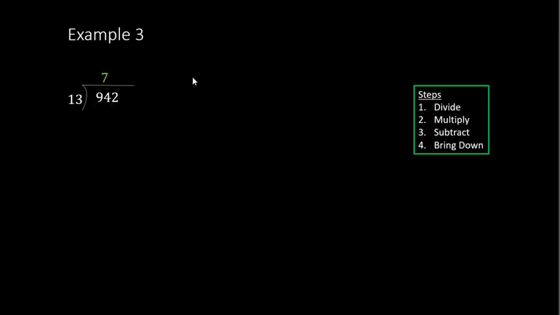So we put a 7 up here, and then step 2 is multiply. So we do 13 times 7. 7 times 3 is 21, so take the 1, carry the 2. 7 times 1 plus 2 is 9. So that works because that gives us 91, and then we could subtract 94 minus 91 to get 3. And then step 4 is bring down. So we bring down the 2. Now we have 32, and then we can repeat the process.